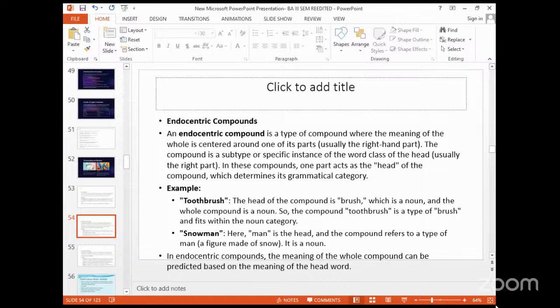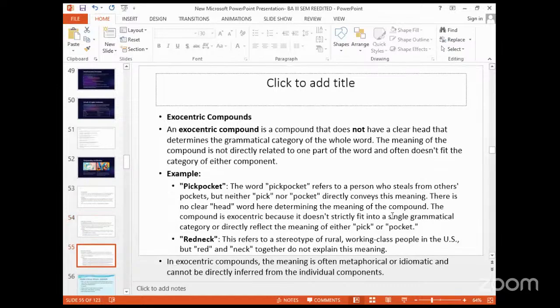Now, snowman. Here, man is the head, and the compound refers to a type of man, a figure made of snow. It's a noun. So in an endocentric compound, the meaning of the whole compound can be predicted based on the meaning of the head word. So this is called an endocentric compound.